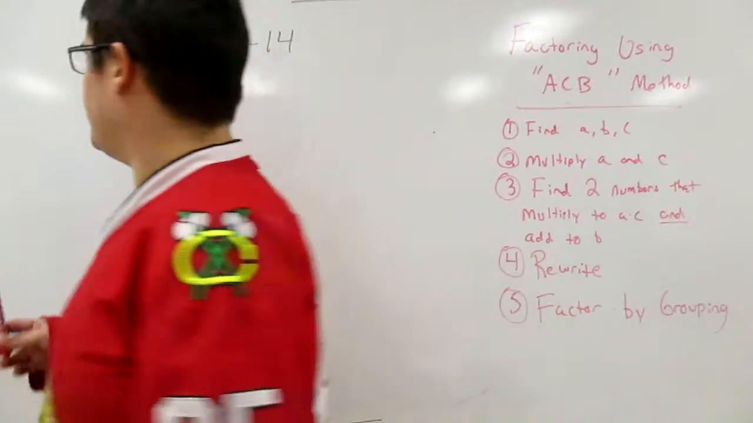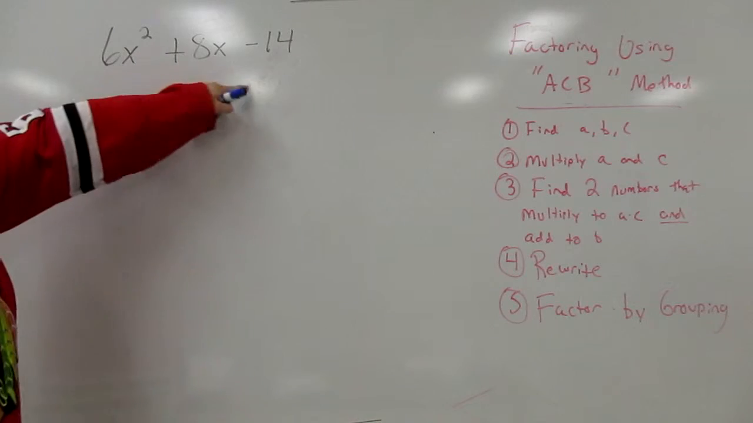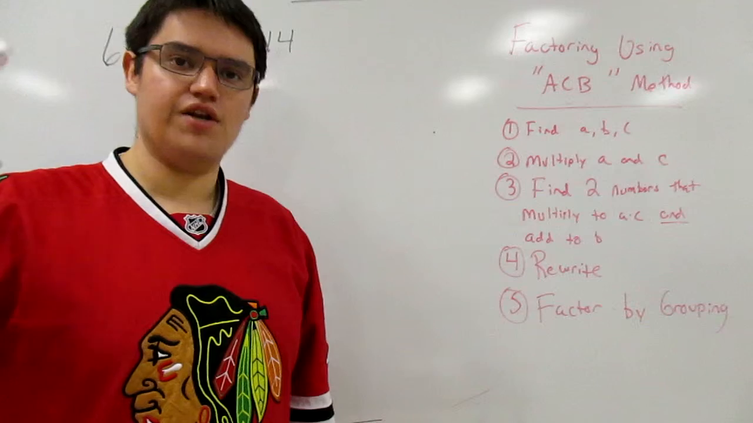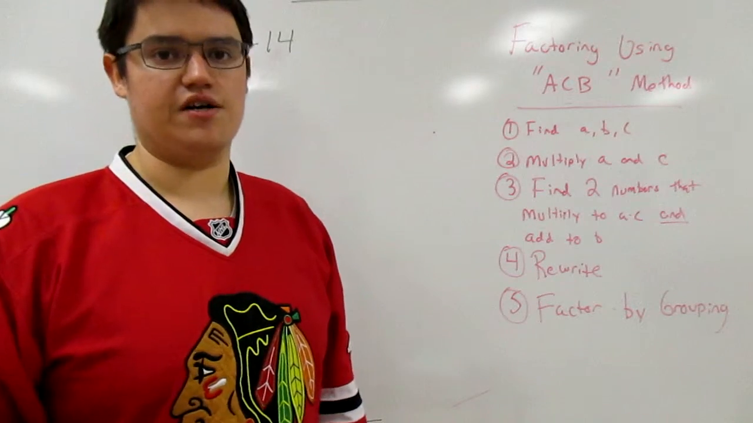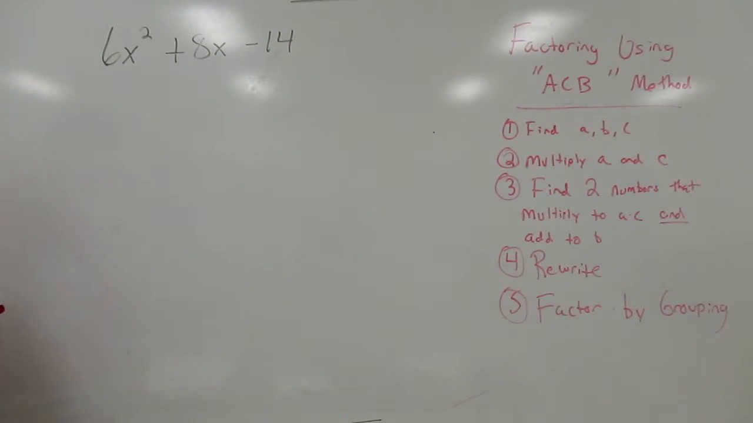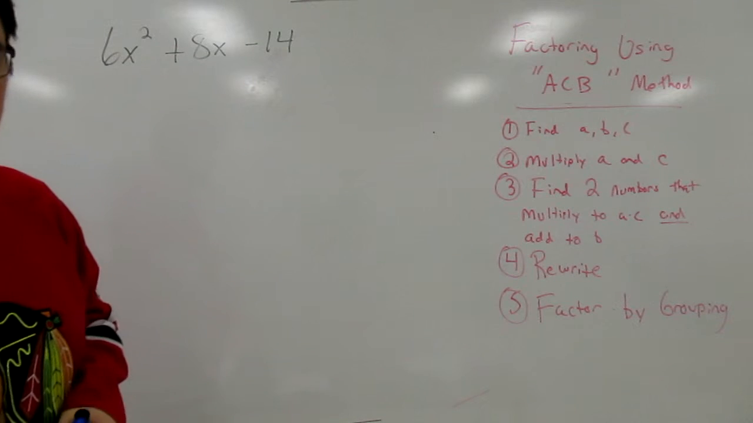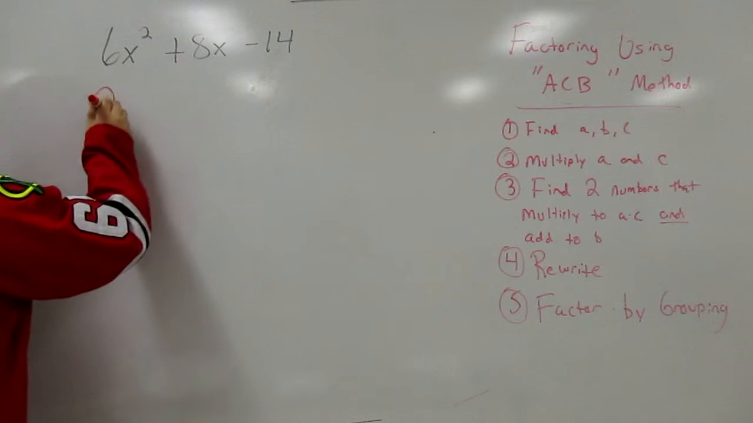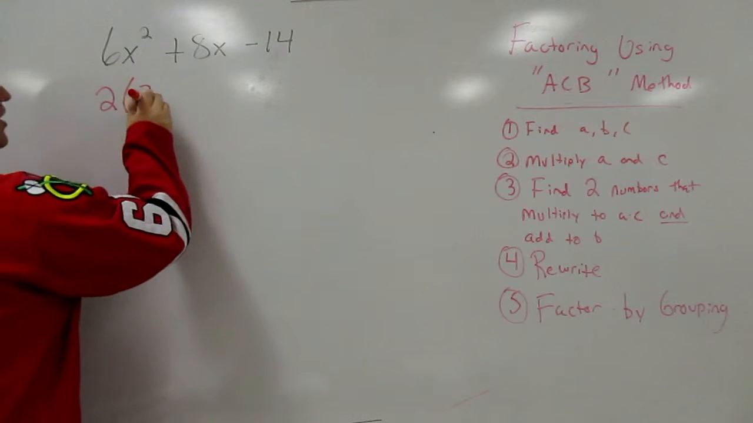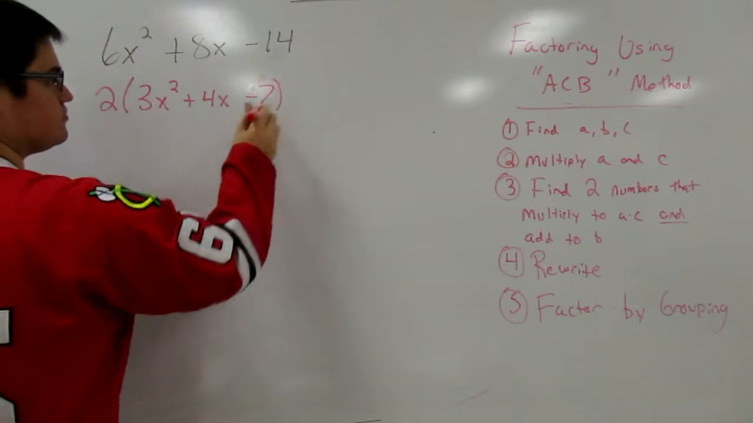Welcome back. Now there are a few ways you could actually have solved this. We could use the ACB method, okay? But before you do any factoring, the first thing you always want to do is see if there's a greatest common factor. It just makes your life a lot easier, okay? And here, we see that each of them share a 2 in common. So I'm going to factor out a 2. And remember, when you're factoring, you're pretty much dividing. So I'm left with 3x squared plus 4x minus 7.